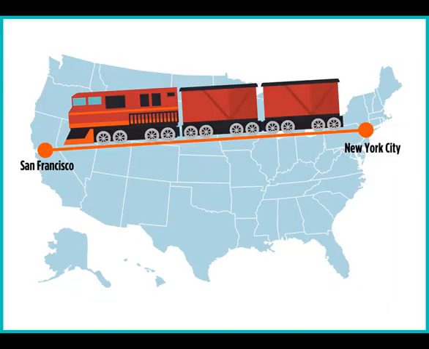The Transcontinental Railroad was the first railroad in the U.S. to be built across the entire U.S. territory. This railroad combined different railroads so that people could travel from both ends of the country.